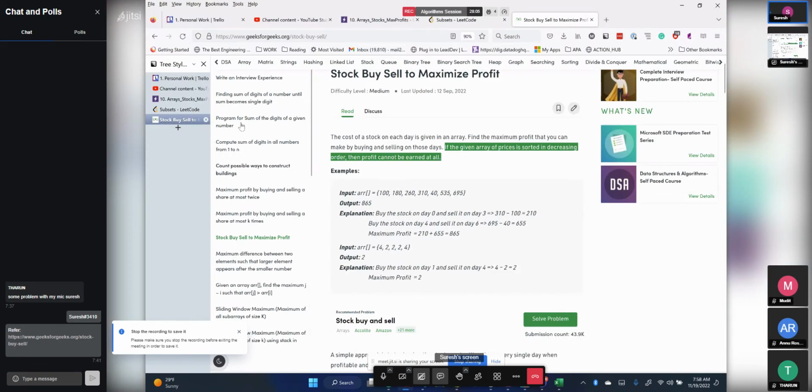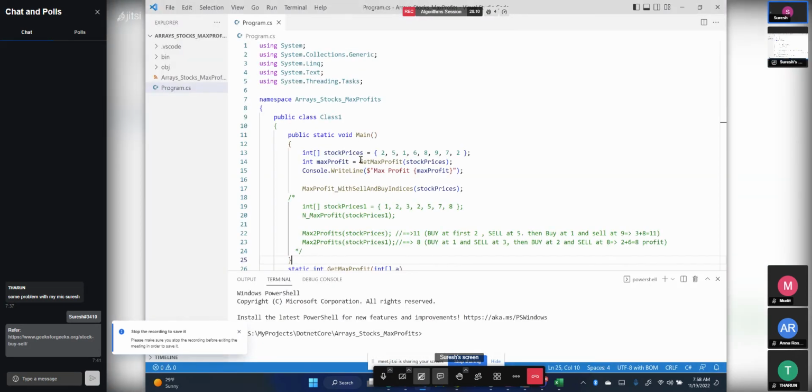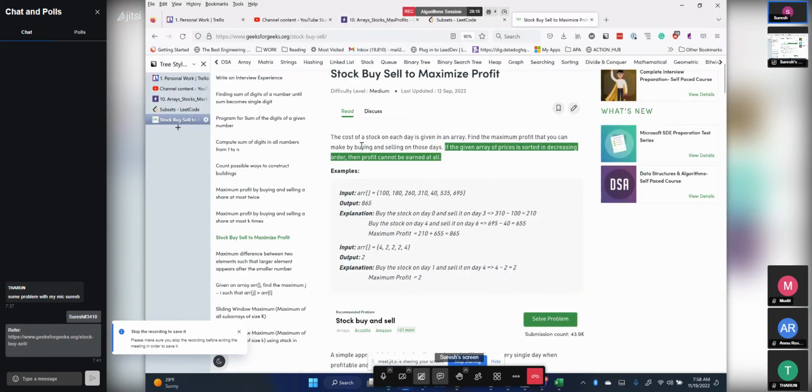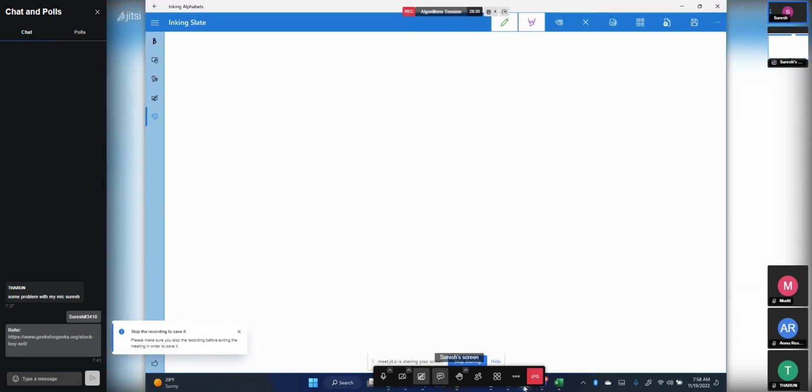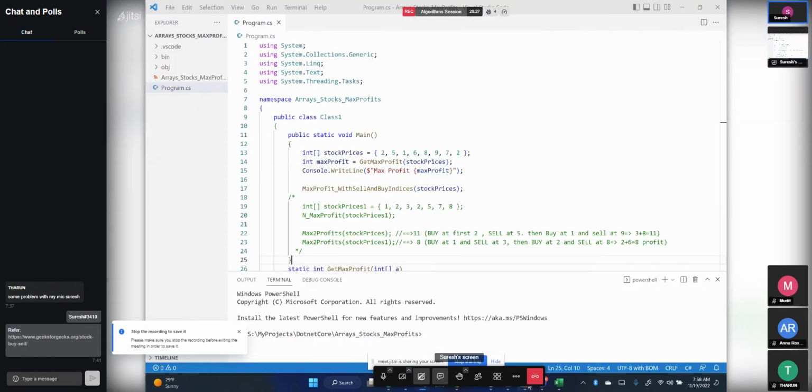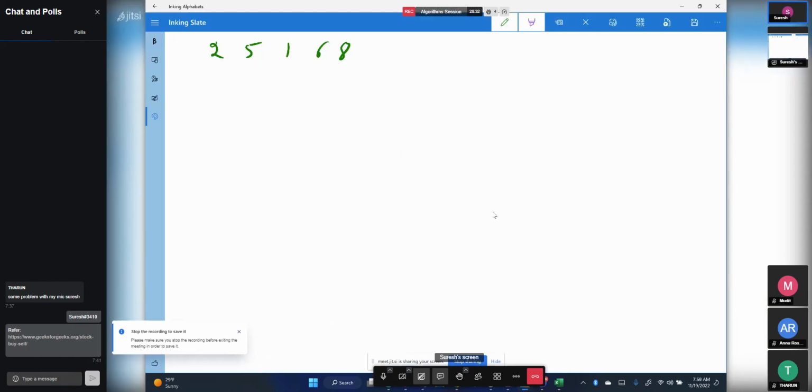Let's say this is the array given. 2 5 1 6 8 9 7 2. I'm going to write it here. This is the input that we are going to solve. Now tell me, what is the max profit?